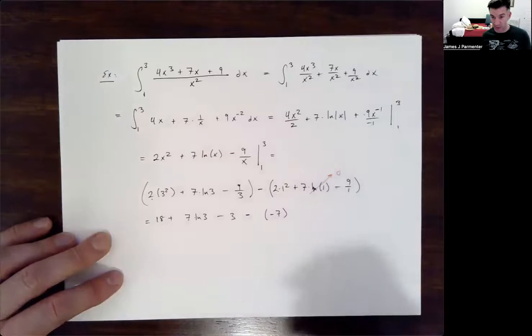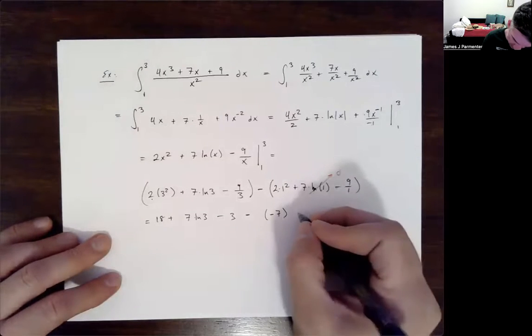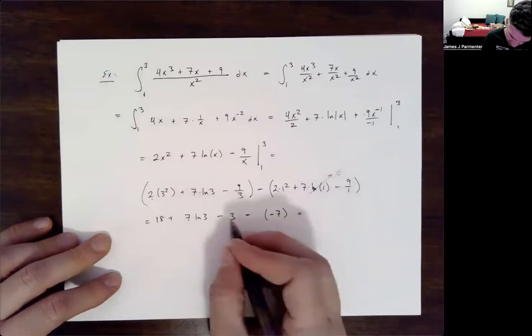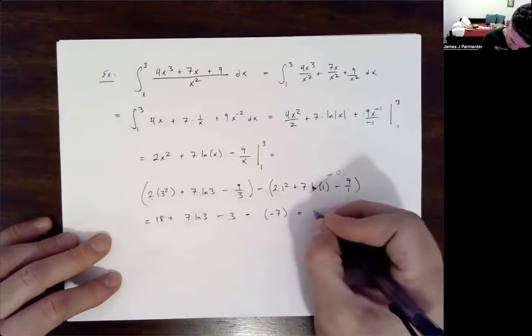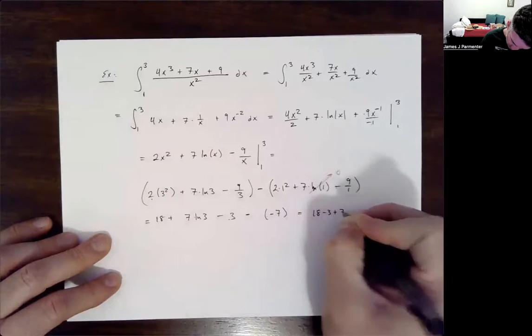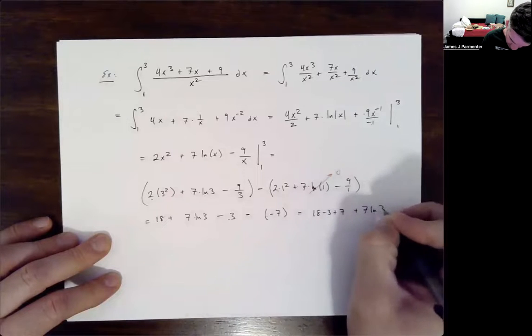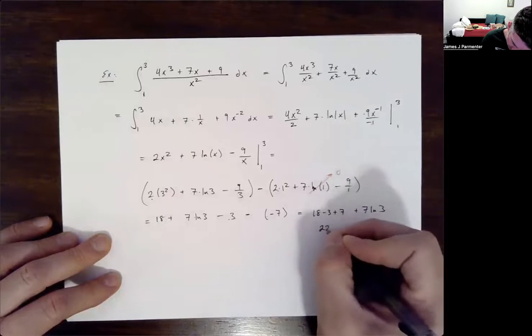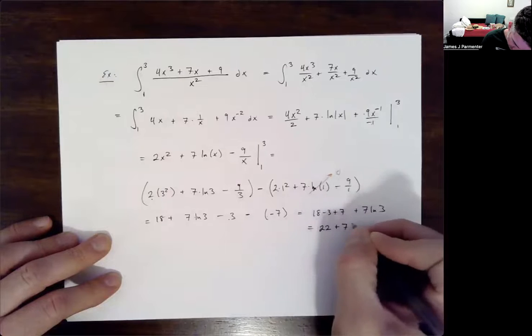Again, the simplification is not really what's important here, but since we're doing the problem, I might as well do it right. We've got 18 minus 3 plus 7 plus 7 natural log of 3. That's 15 plus 7, that's 22 plus 7 natural log of 3.